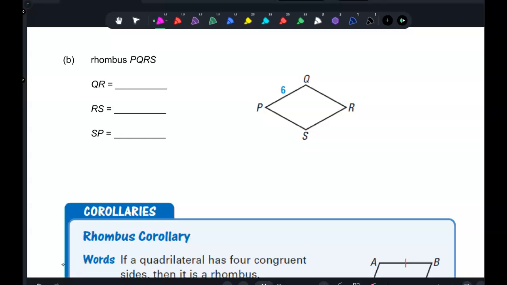All right, next one is a rhombus. Again, the definition of a rhombus is that it has 4 congruent sides. So all 4 sides are congruent. Well, notice PQ is 6, so that makes each side also 6. So QR is 6, RS is 6, and SP is 6.